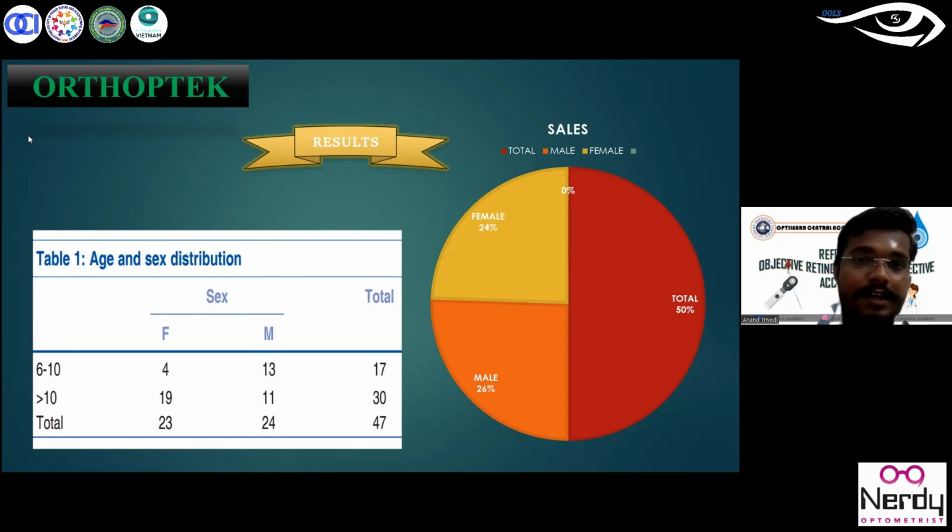A significant difference was detected for distance and near in the deviation by prism bar cover test. Nonetheless, no significant difference was observed between the two age groups for distance as well as near. Visual improvement was also observed in the older age group.